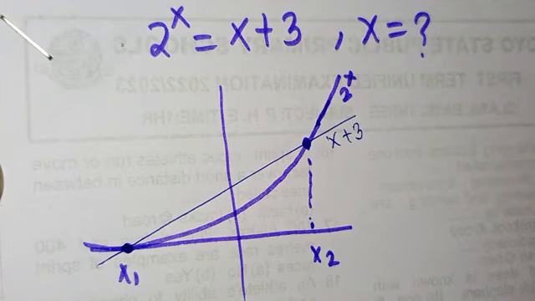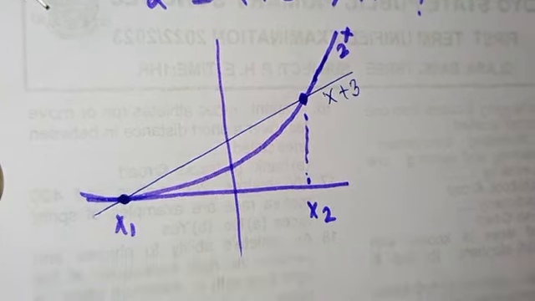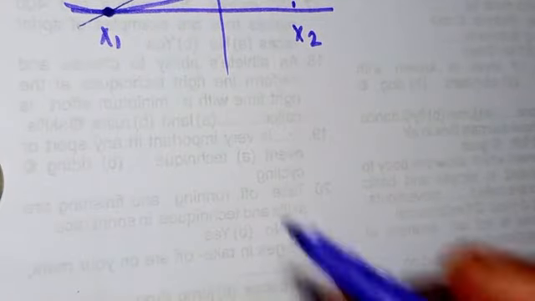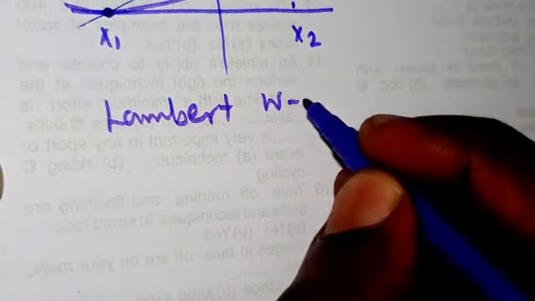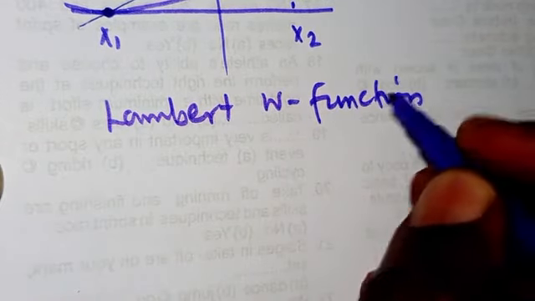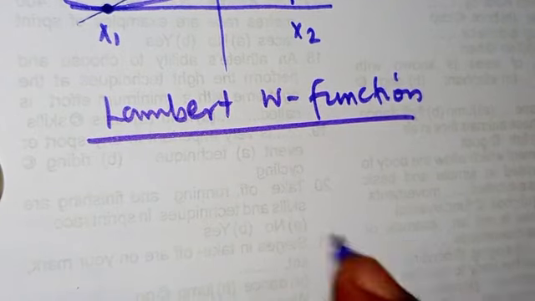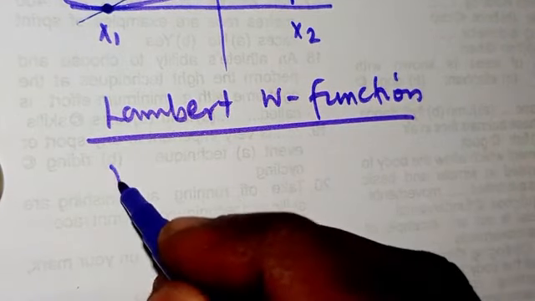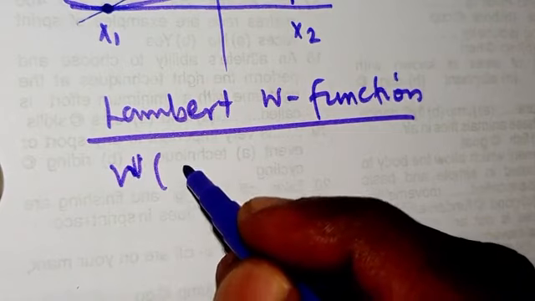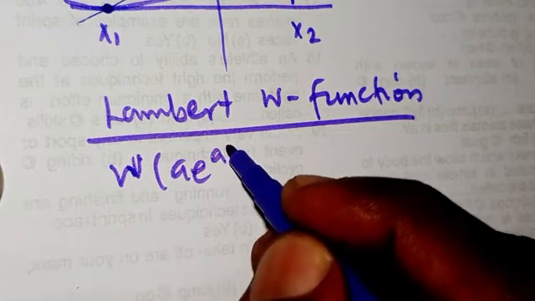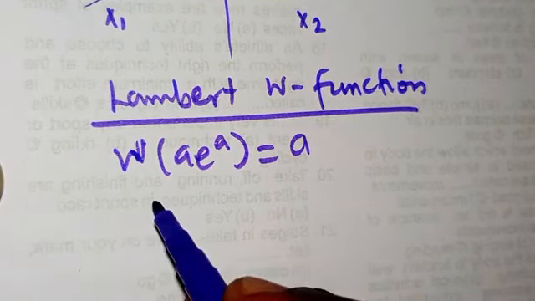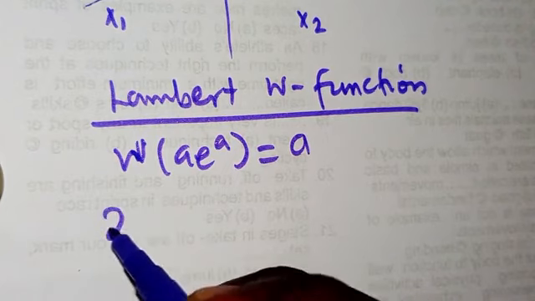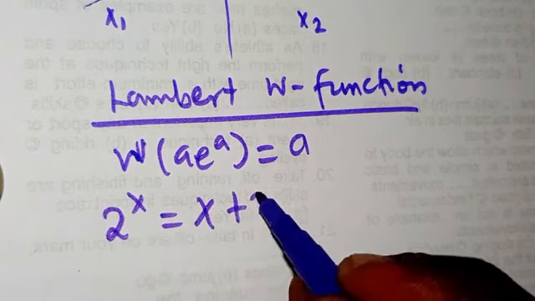The only formula we can use is the Lambert W function. Don't forget that with the Lambert W function, when you have W of A e to the power A, this will give us A. Let me bring down the equation: 2 to the power x equals x plus 3.